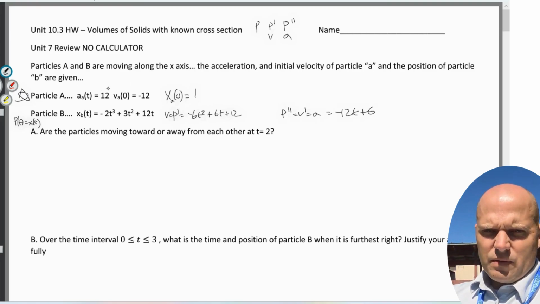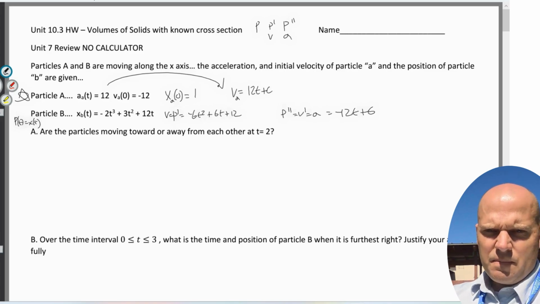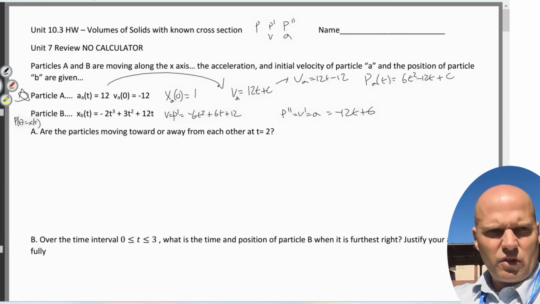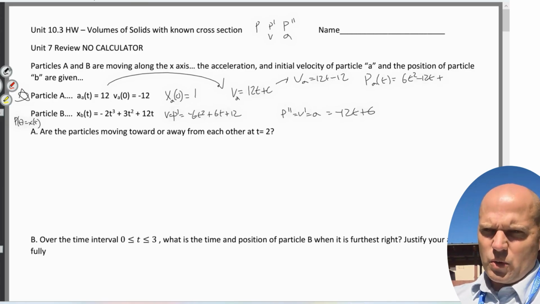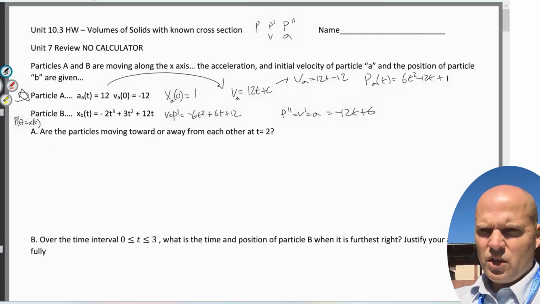If we went backwards, we have to take the antiderivative. So V of A: how do you take the antiderivative of 12? It's 12t plus c. V of 0 equals negative 12. So that means V of A is 12t minus 12. And then my position of A, which you can consider x of A of t, is going to be 6t squared minus 12t plus c, but c is going to be 1, so I'm just going to replace this with 1. All these questions can be answered by understanding what to look for with your equations.